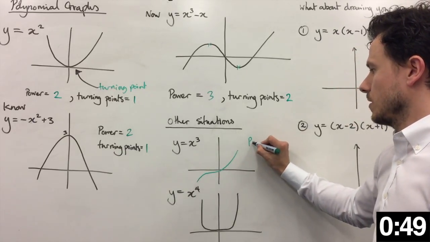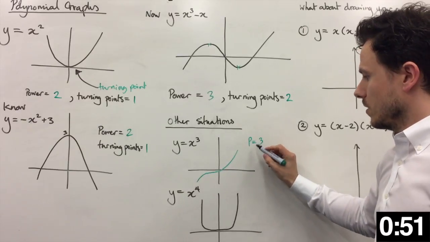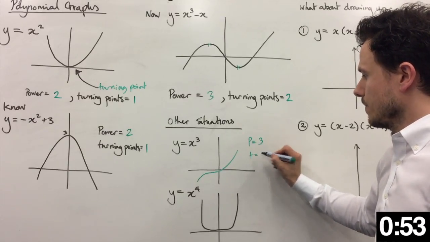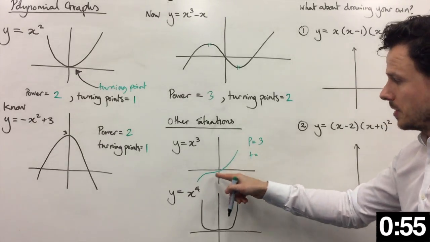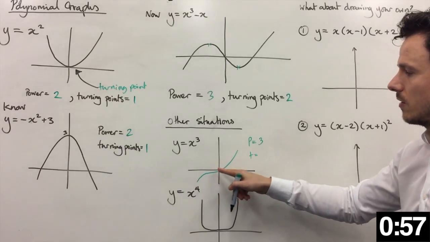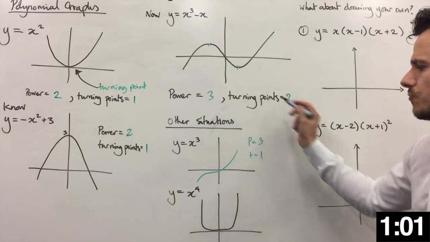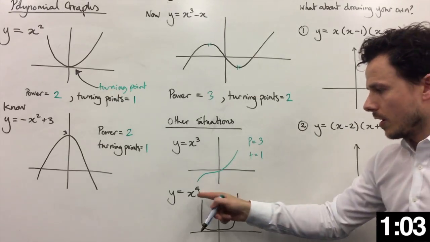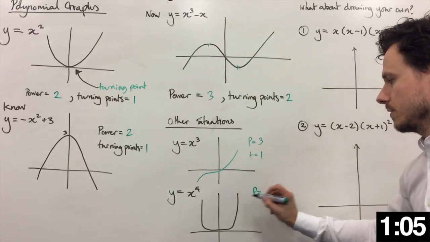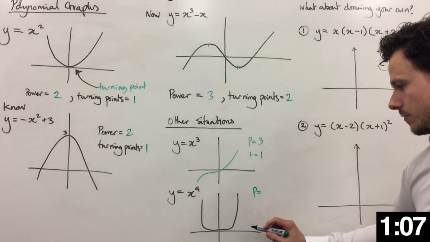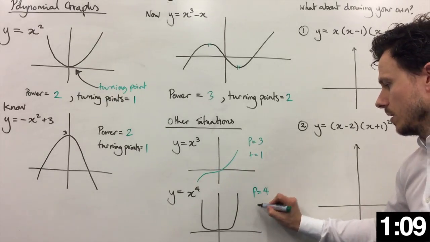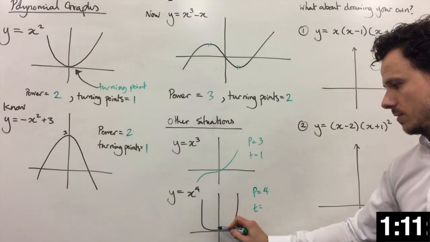Now in this situation, the power is 3, but notice in terms of turning points, you'll find out more about this later, that it kind of turns here, slows down and then goes again. So we could argue it's got 1. So this rule seems to be broken. Likewise here, let's have a look. We've got a power of 4, and the turning points we've got here is, well, just 1.